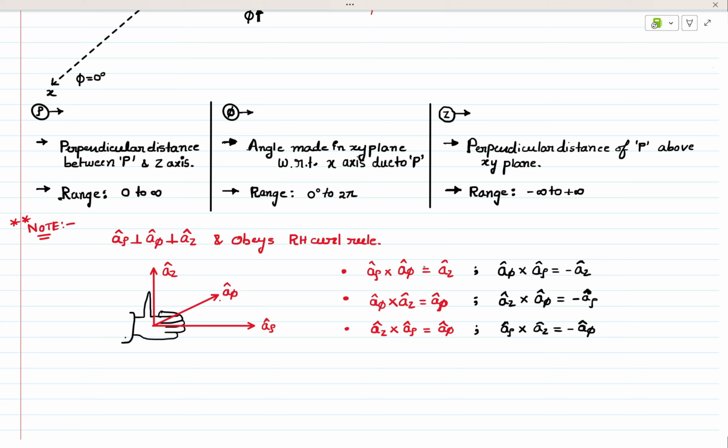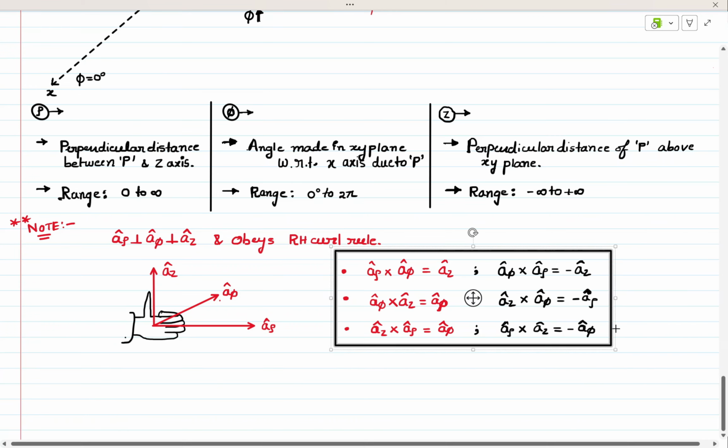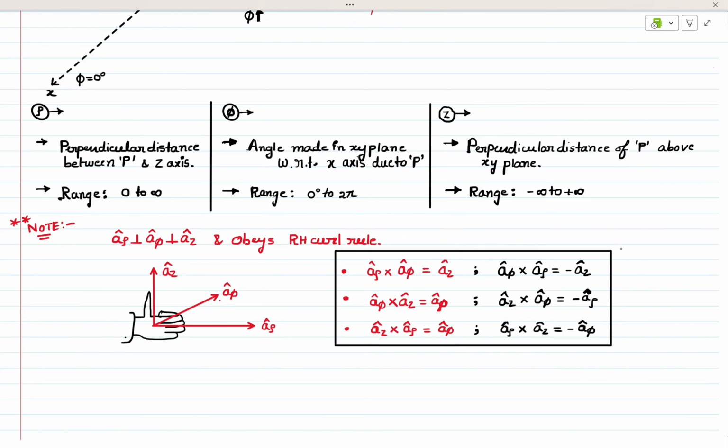These are orthogonal to each other. A very important thing that I want to mention over here. I have mentioned that, right? This is the important one. Let me bracket it. Okay.